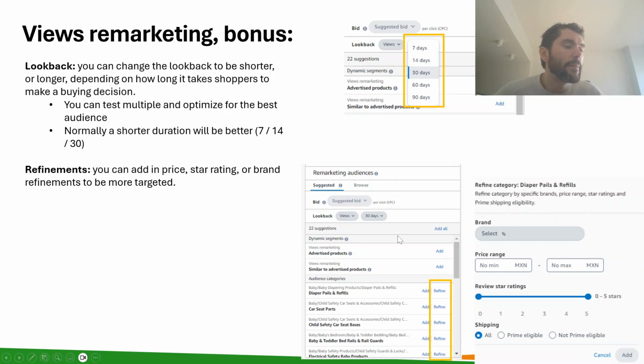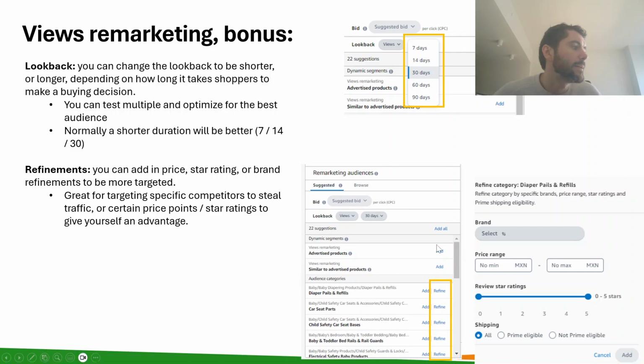You can also add in refinements here if you're going after those audience categories. So you can see here, you can go after specific brands, you can go after a specific price range, you can change, based on the amount of reviews, the star rating it has. And you can also do prime eligible versus non-prime eligible. So you can set yourself up with some competitive advantages there by saying, hey, we're a 4.3, let's go after everybody 4 and below. Or hey, we cost 100 USD, this is Mexican pesos, but we'll go after anybody that's 101 and higher. And that just helps you get some small wins to potentially increase your return on ad spend.